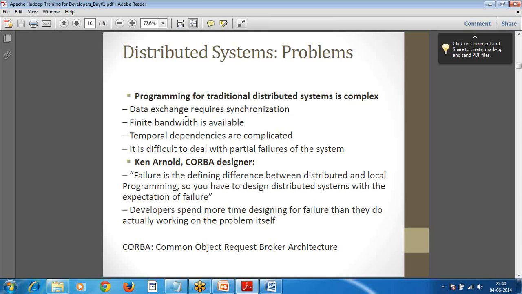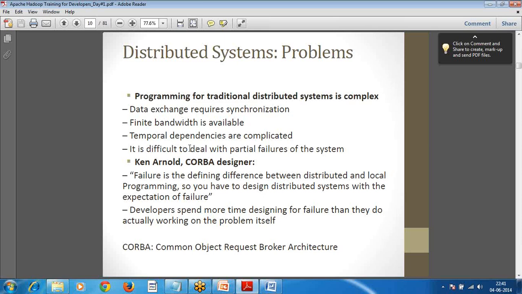So basically, the problem was that you used to have finite bandwidth. I mean, the network bandwidth used to be very limited. So this entire synchronization used to take a lot of network bandwidth, because of which, most of the time, the synchronization didn't happen properly, which used to cause the results to fail, or you would get results which were not correct. So that was one of the problems with the traditional distributed systems.